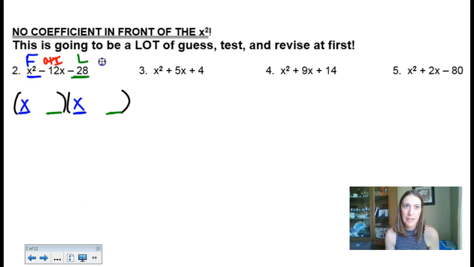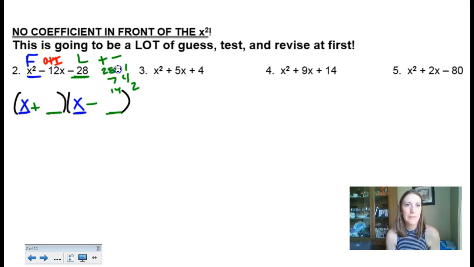So I think about what that means for my signs. Two numbers multiplied together give me a negative 28. That means my signs have to be one positive and one negative. That's the only way to get a negative product. But 28 has a lot of factors. So like 28 and 1, 7 and 4, 14 and 2. There's probably more, but I don't know. So I should have written those down. 14 and 2.